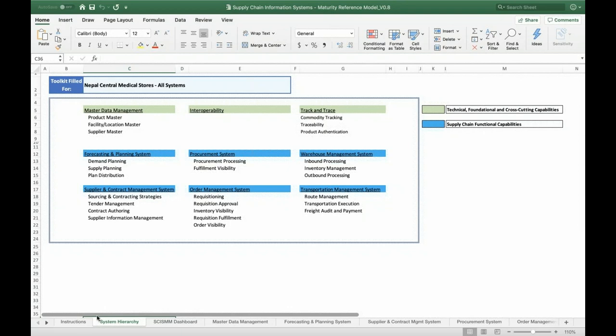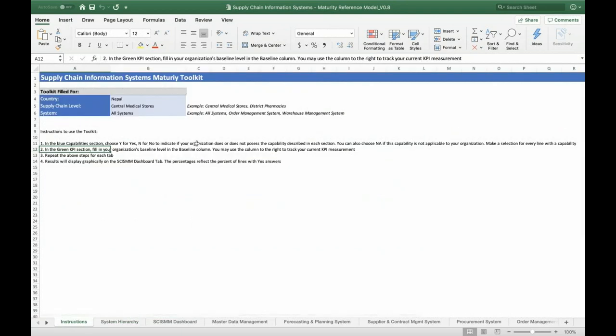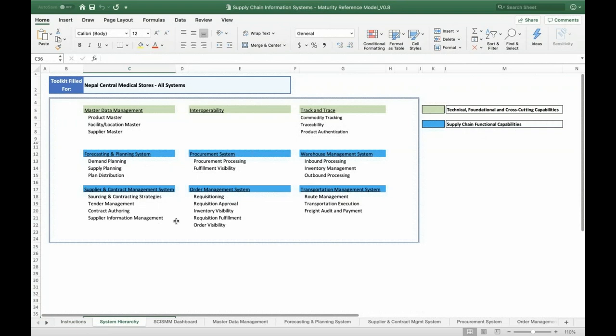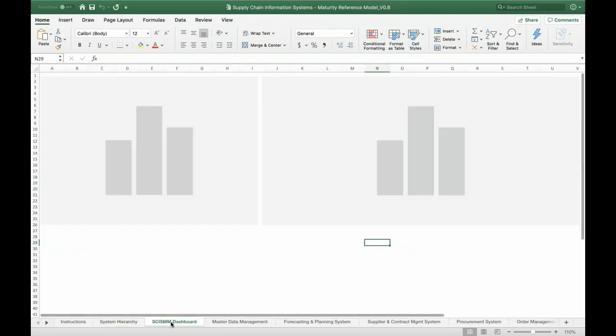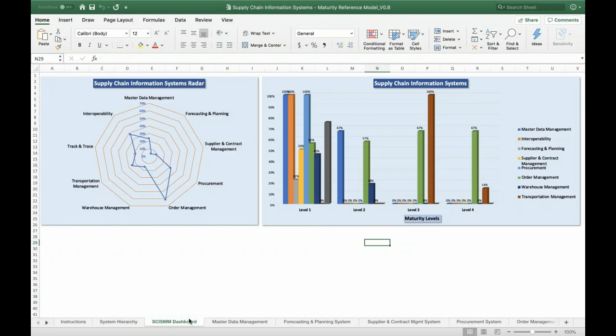So just to introduce the spreadsheet, we have an instruction page to begin with. In the first tab, it highlights how this sheet can be used, especially if countries or organizations want to use this to self-assess where they stand in terms of supply chain information systems. And then the next tab shows the hierarchy of the different supply chain functions and technological functions that I just spoke about. And then we have a dashboard. Based on the assessment that you do, it automatically assesses where, across these different supply chain functions as well as the technical functions, that particular organization or supply chain for which the assessment was made stands.